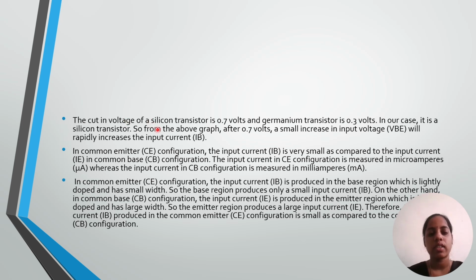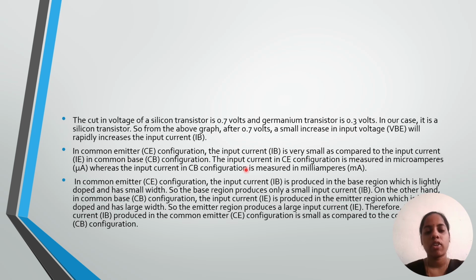The cut-in voltage for a silicon transistor is 0.7 volts and for a germanium transistor is 0.3 volts. It is a silicon transistor, so from the graph, after 0.7, a small increase initially. Both voltage and current do not increase until it reaches 0.3 volts for germanium and 0.7 for silicon. After that, it increases the current rapidly.